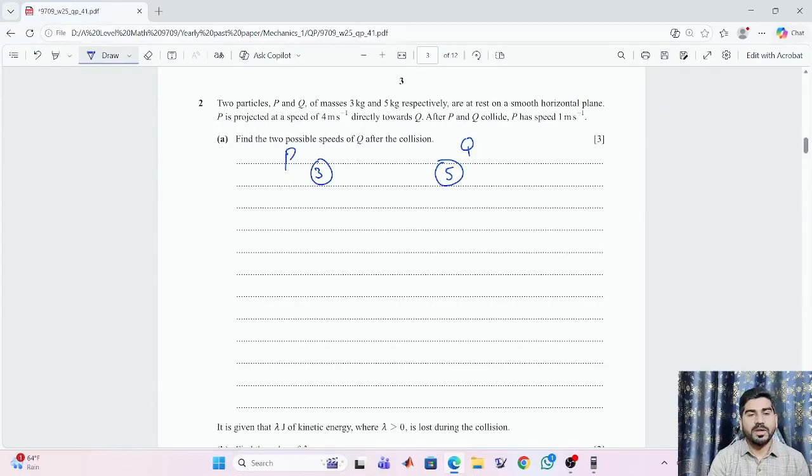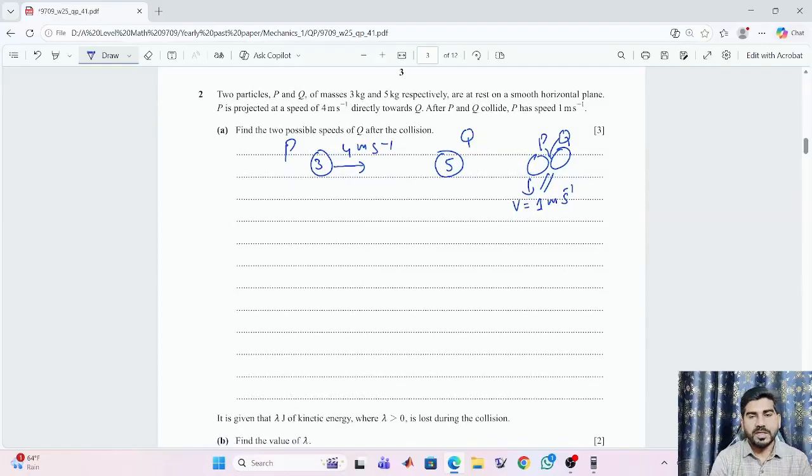P is projected with the speed of 4 meters per second toward Q. After some time there will be a collision, with Q here and P here. After the collision the speed of P becomes 1 meter per second. Find the two possible speeds of Q after collision.